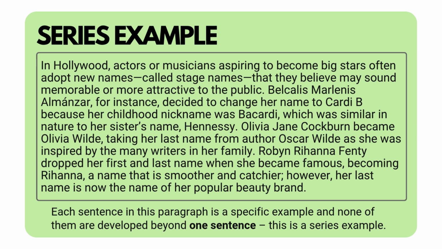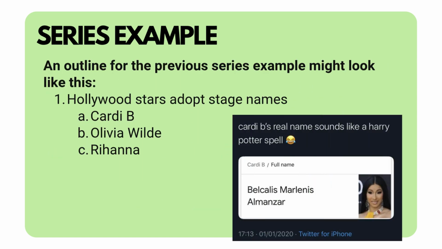In this series example paragraph, there are 3 specific examples, and none of those examples are developed beyond 1 sentence. This is what we call a series example because you're giving a series of examples within that paragraph. If we were to outline that previous series example, this is what it might look like. So the main idea or the point that we're trying to convey is that Hollywood stars, they tend to adopt stage names. And so I have 3 examples here, and each example was not developed beyond 1 sentence each.